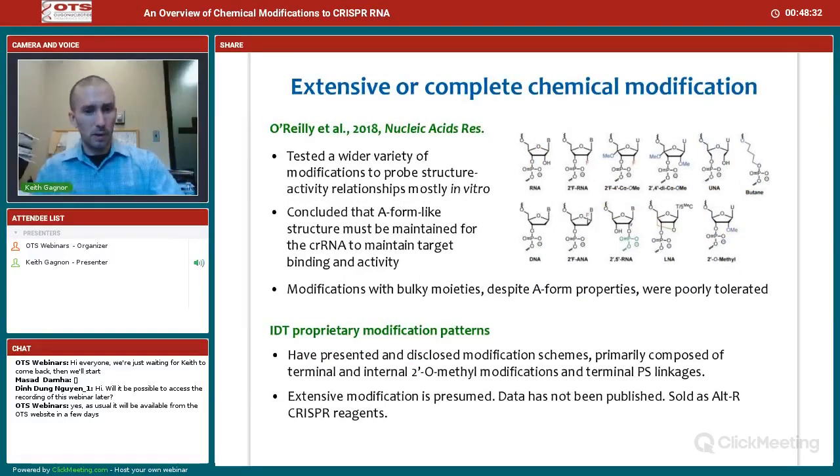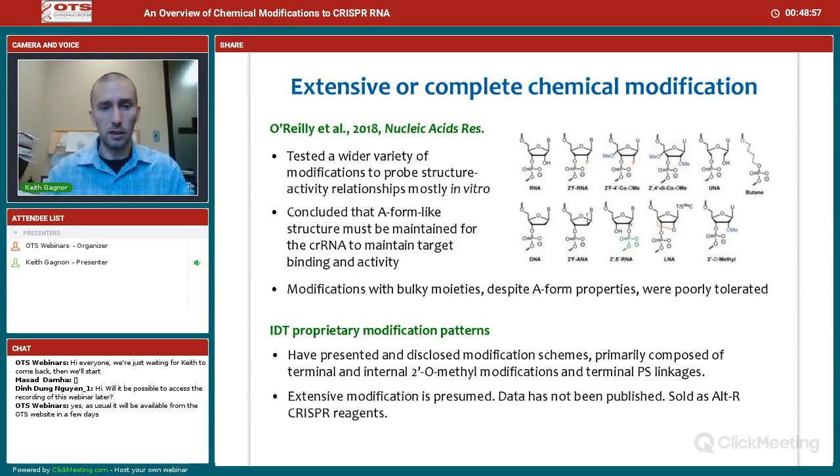The O'Reilly et al. paper came out the end of last year. This was a collaboration with Masad Dama and myself. And our goal was to test a broader variety of more exotic modifications to see what would be tolerated and what would not be tolerated. It was more of a structure, function, activity relationship study. And we're looking for general rules about what can and cannot be tolerated.